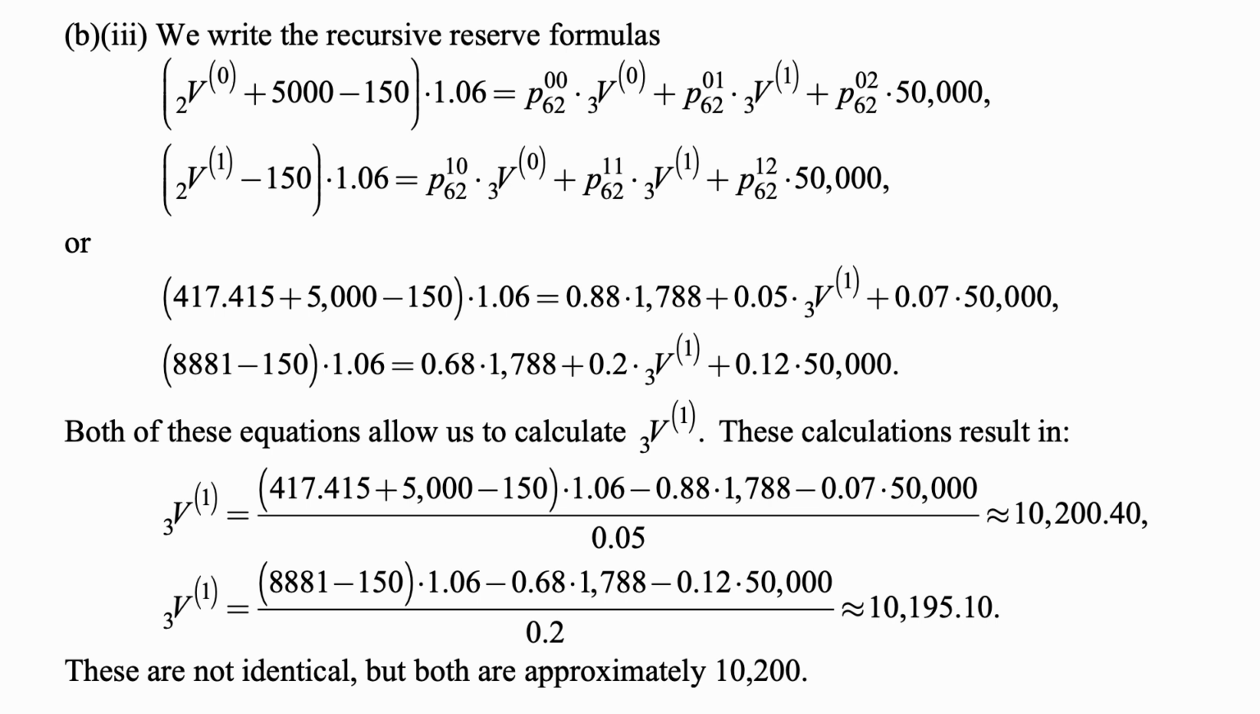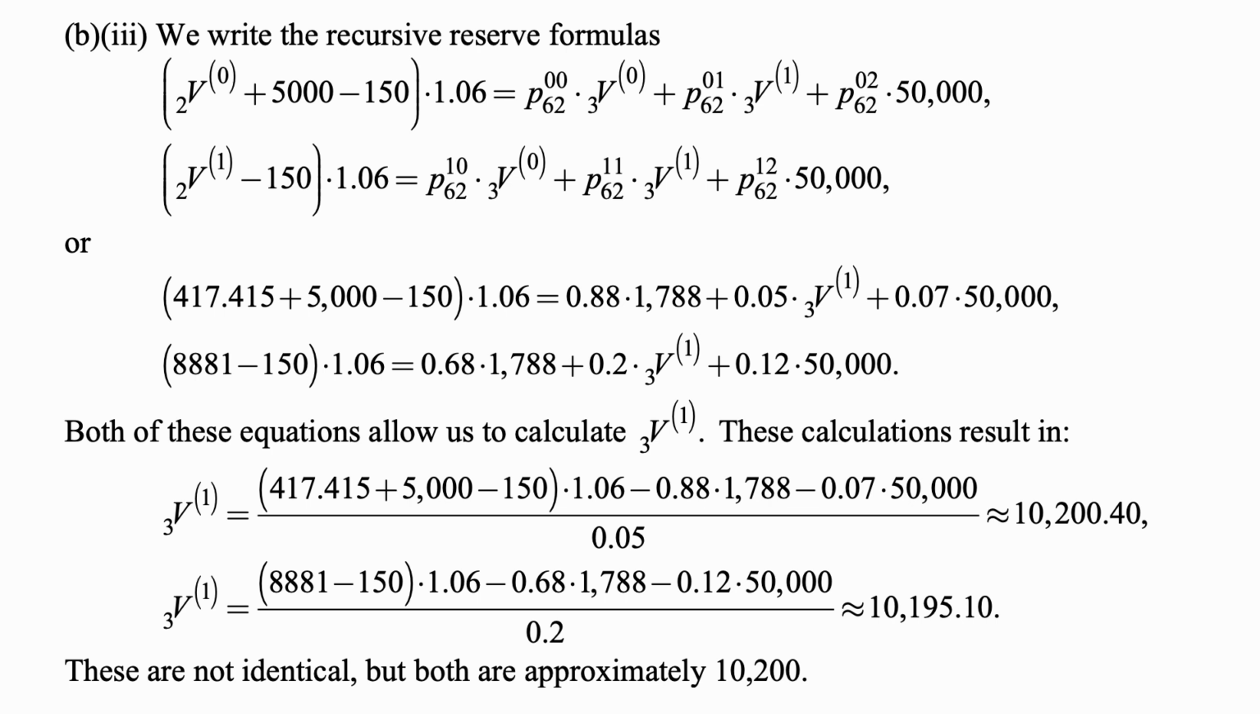And if the person starts out as being sick, then the reserve for being sick minus 150, there is no premium paid then because the premium is waived. When the person is sick, this is accumulated at 6%, and it pays for the healthy state reserve at time 3 if the person transitions from state 1 to state 0, plus the state 1 reserve if the person stays in state 1, plus the death benefit if the person transitions from state 1 to state 2. And the death benefit is 50,000. So we plug in all these numbers, and we get these two equations. And both of these equations now can be used to calculate 3V1.